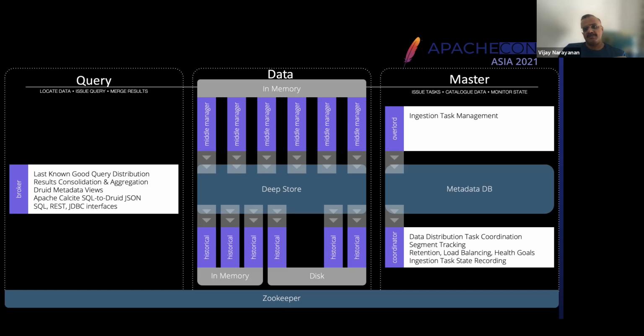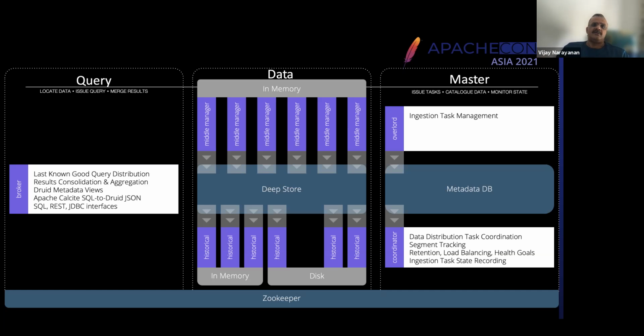They manage the multiple tasks that are ingesting data, either from real-time streams like Kafka or from batch sources like HDFS, blob storage, and so on. They also manage the task of distributing the data across the data nodes so that queries are balanced out and query performance is optimal. And there is a metadata database, usually MySQL or Postgres, which stores the metadata about the data that is sitting in the data nodes. And all this is coordinated by Zookeeper.